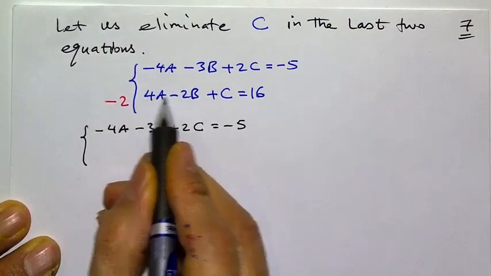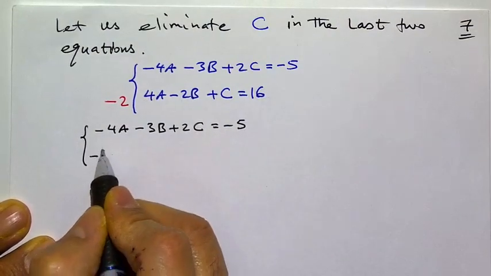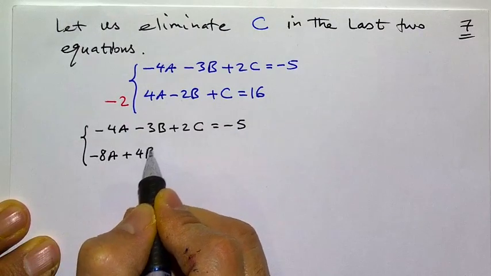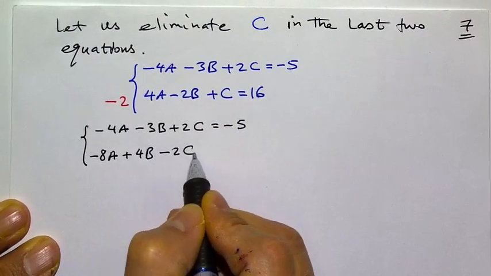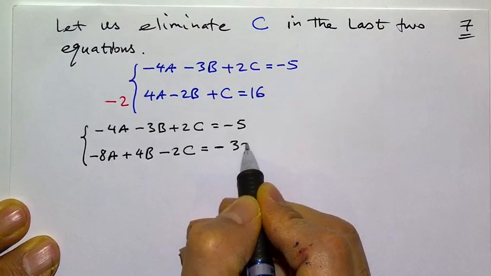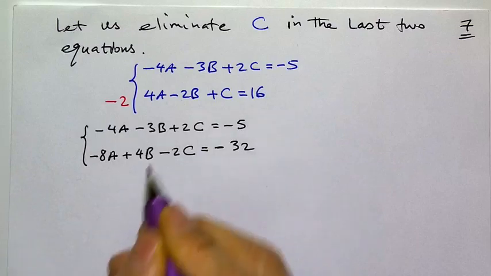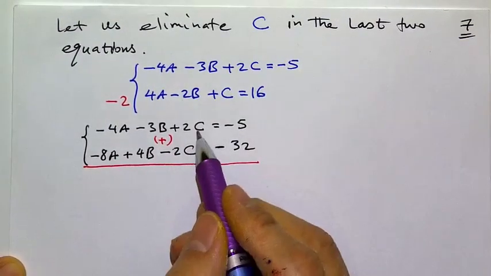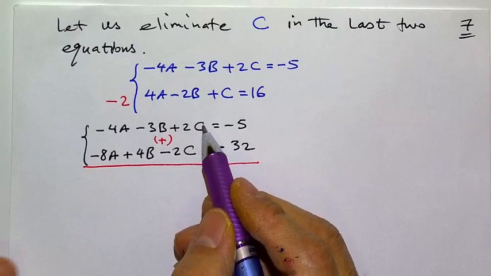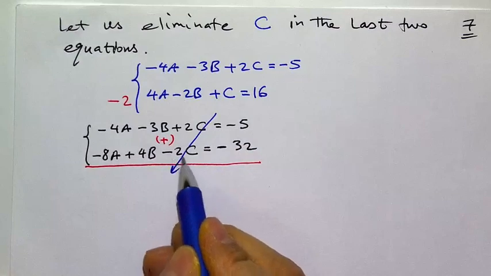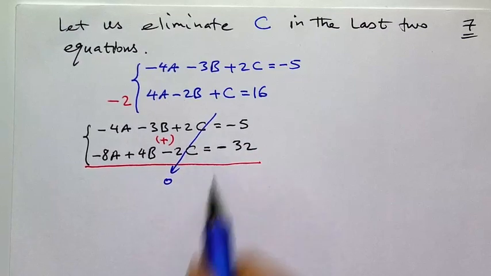Now we distribute this to the whole equation. So minus 8a plus 4b minus 2c equals minus 32. So let's add these two equations. Now we meant to eliminate c, right? So that we can certainly do. 2c plus minus 2c add up to 0.